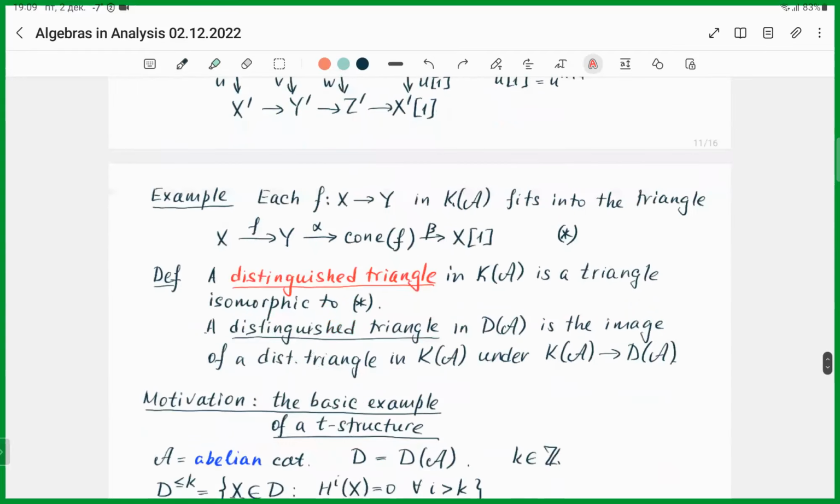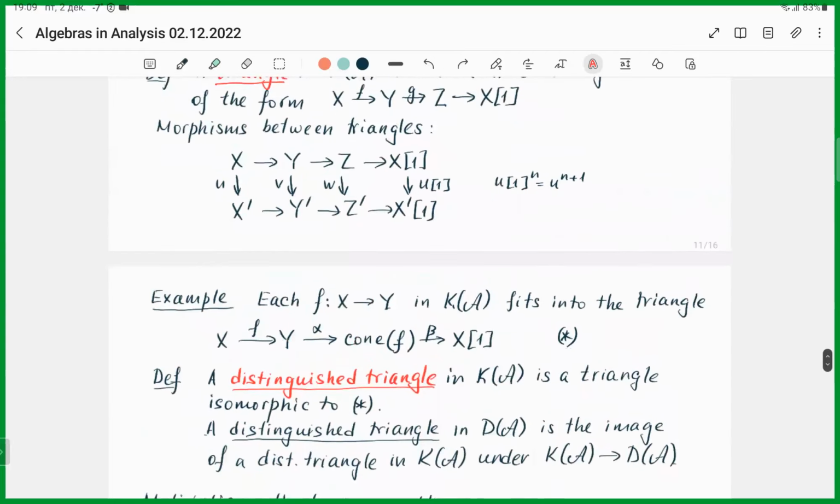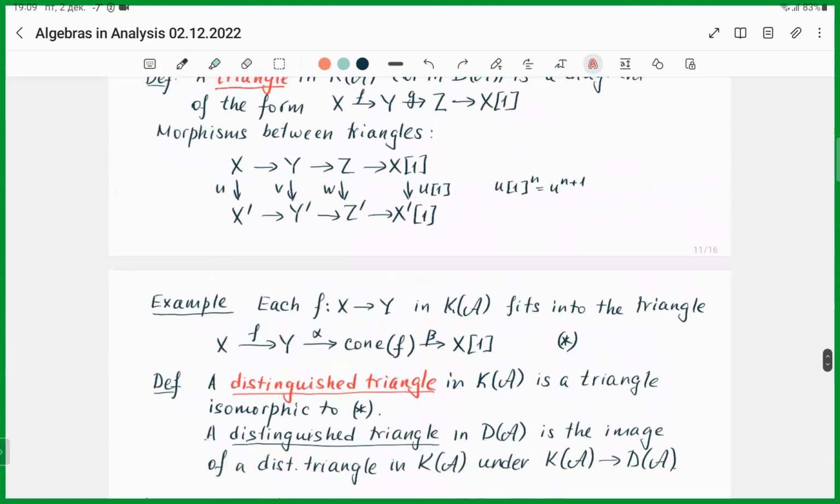As a result, we see that both the homotopic category and the derived category are equipped with an extra structure, the so-called structure of a triangulated category. A triangulated category is an additive category in which distinguished triangles are defined axiomatically. But in this talk, we will not need the general definition of a triangulated category. We will work only with homotopic categories and derived categories.